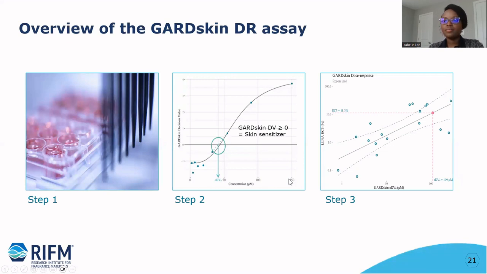And the third step is to use the CDV0 values as input into linear regression models to predict points of departure, such as the LLNA EC3, the human NOEL, but you can also predict something that I'm about to introduce, which is the composite potency value.